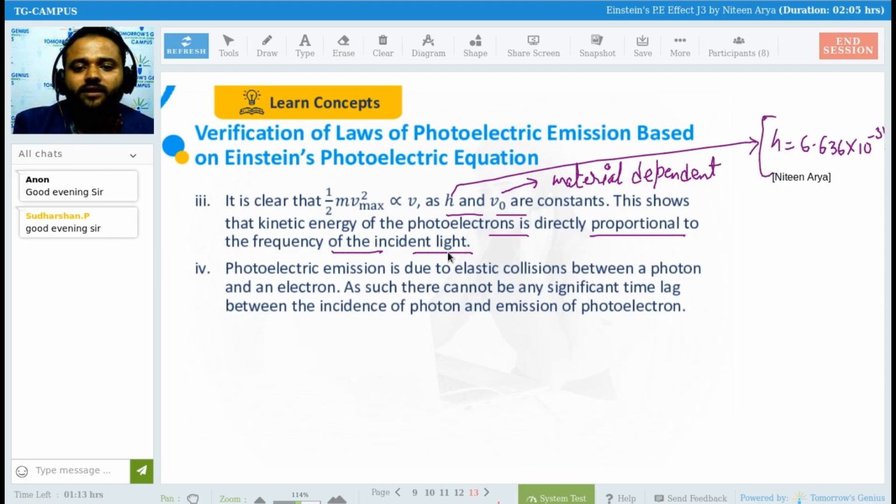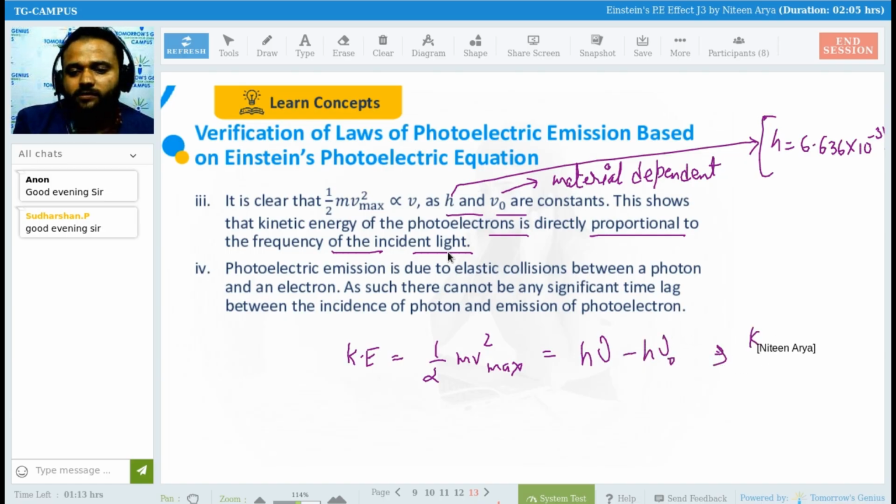Okay, so when these are constant, obviously I can say KE, which is half mv square max, equals h nu minus h nu naught. Then KE is directly proportional to what? Nu. As simple as that. Not V, this is nu. Okay, this is clear now, everyone? So that is what I mean. Simply, it is written in this way.